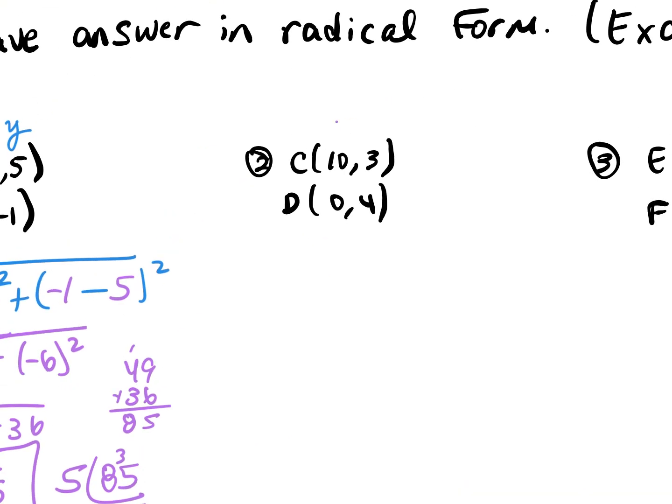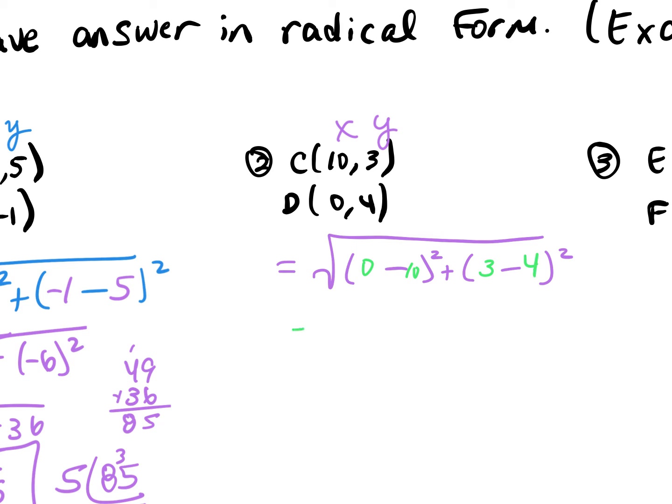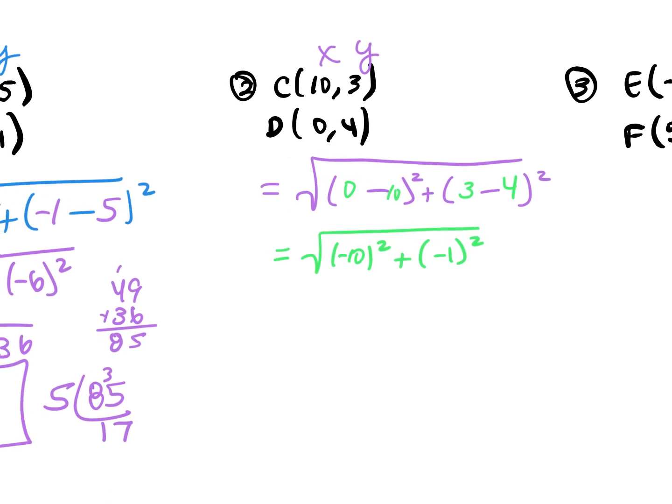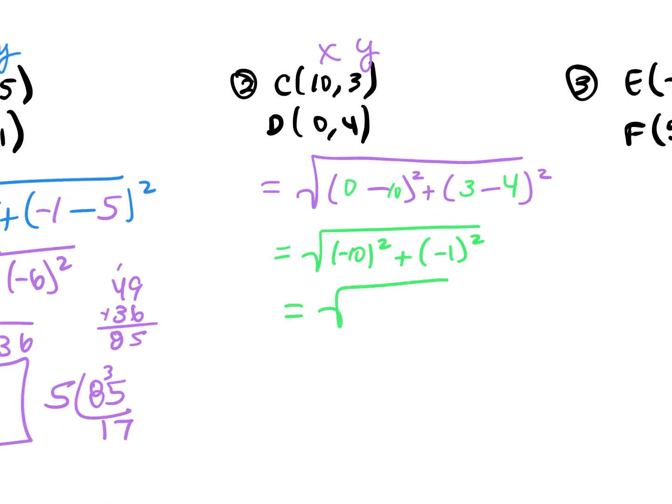All right, next one. Again, get your x's and y's set up. I would write them on top of each other and then get your formula set up. You have two parentheses that are squared, joined by a plus sign, and the minus sign goes in the middle here. So 0 minus 10 or 10 minus 0, either way. 4 minus 3 or 3 minus 4, either way is fine. 0 minus 10 is going to give me -10 squared, plus 3 minus 4 is -1 squared. What is -10 squared? 100. Good. What is 1 squared? 1. So I get the square root of 101.